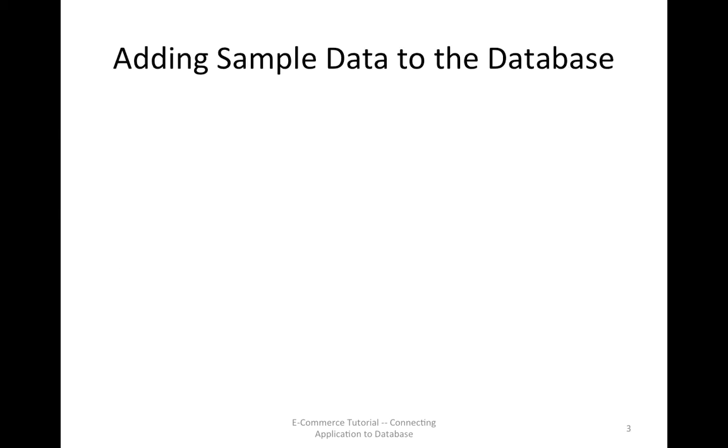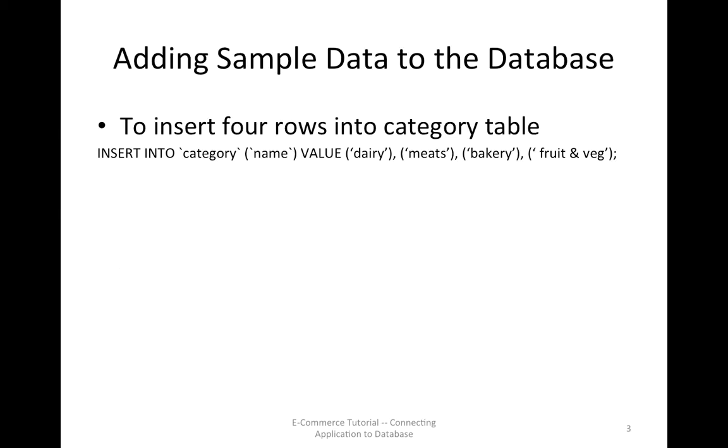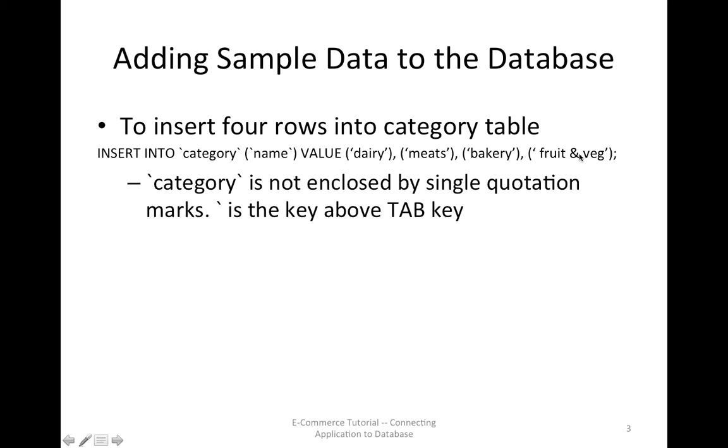First task, adding sample data to the database. We will add 4 rows into the category table. If you recall the requirement for this application, the store will sell food in 4 categories: dairy, meats, bakery, fruit, and veg. So to insert 4 rows into the category table, we execute this MySQL command: insert into category (name) values dairy, meats, bakery, fruit, and veg.